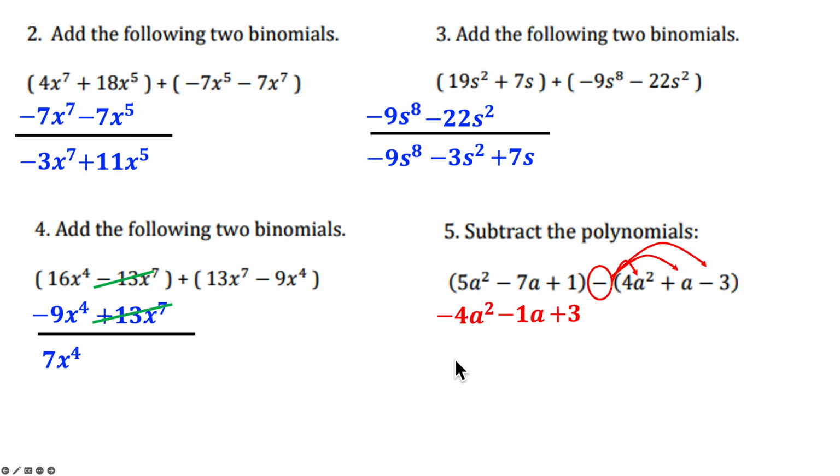So we'll combine them together. 5 minus 4 is going to be 1a squared. Minus 7 minus 1 is minus 8a. 1 plus 3 is plus 4. So again, make a special note. Circle the minus sign, draw arrows. It is a great reminder.